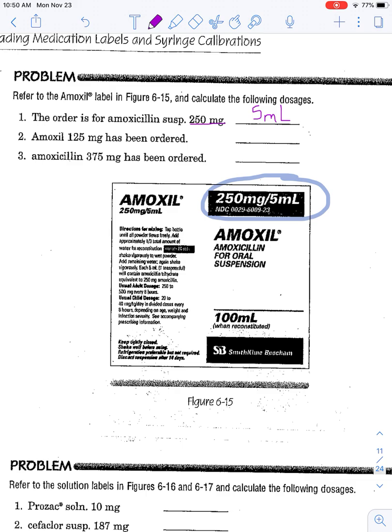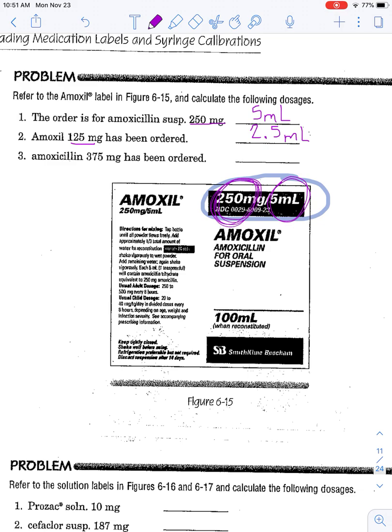If our order is for 125, that's half of this 250 number. So we would give half of the liquid and get 2.5 milliliters of solution. And whenever you give a liquid medicine to anyone, you want to make sure that you shake it before you pour it out, because if you don't shake it, all the medicine has sunk to the bottom and it needs to be evenly dispersed in the liquid.